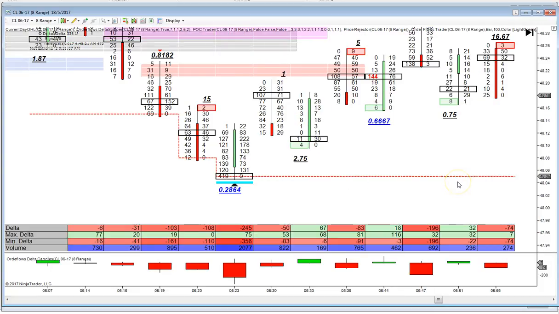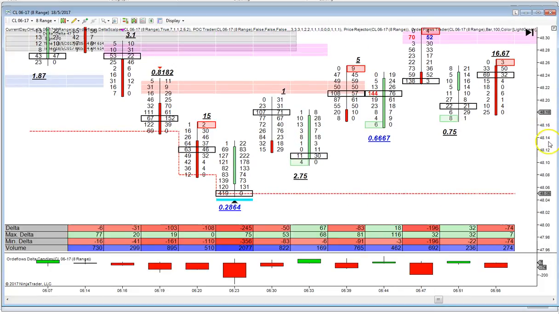This was crude oil. This was 5 in the morning. You get down to this level, this low of the day, 48.05. Point of control right on the bottom. You got ratio bounds low, and you got this very strong volume. For 5 in the morning, you got 139, 120, 400. So what is that? About close to 700 lots being traded down here on the low.